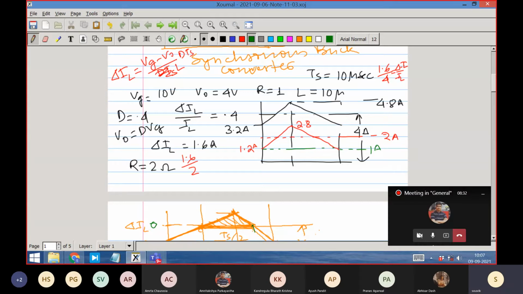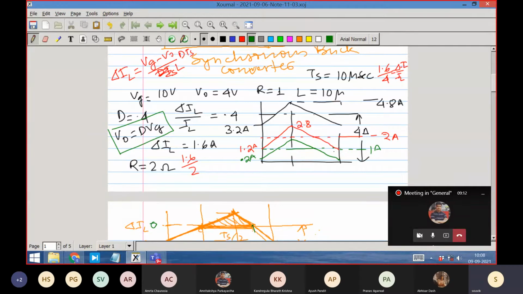Correct? And the ripple would like to remain the same. If circuit condition is not changing, V0 equal to dVg is always holding. So therefore, this will again be plus minus 0.8. So 1 minus 0.8 is 0.2 ampere and 1 plus 0.8 is 1.8 ampere. So the current has reached 0.2 ampere. Let me qualitatively draw, and then this comes, right?